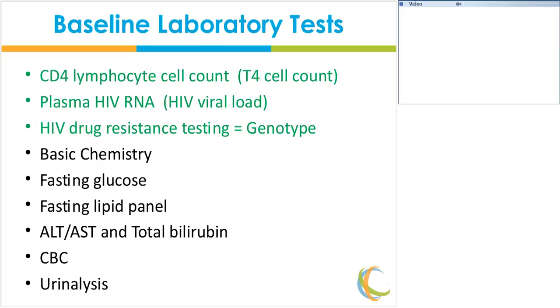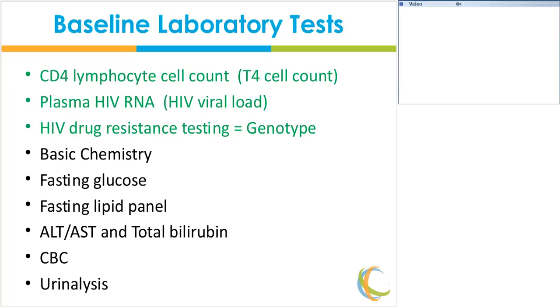The baseline laboratory tests for patients newly admitted to your clinic will include these particular tests. You'll notice that the first three are highlighted in green because those are really the only three that are different than the basic tests that you would run on pretty much any patient admitted to your clinic. The CD4 Lymphocyte Cell Count, or T4 Cell Count, the plasma HIV RNA, which is the same as an HIV viral load, and then an HIV drug resistance test that is called a genotype. We'll go over each of those in detail shortly.